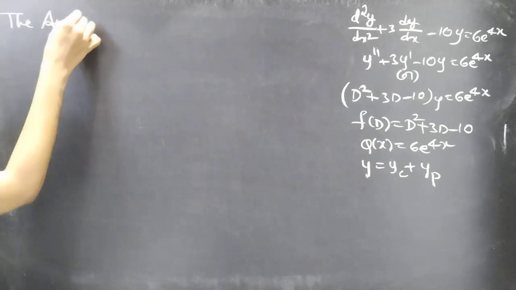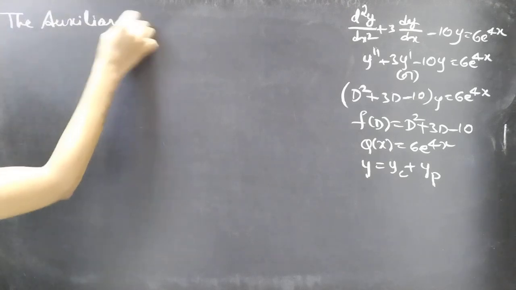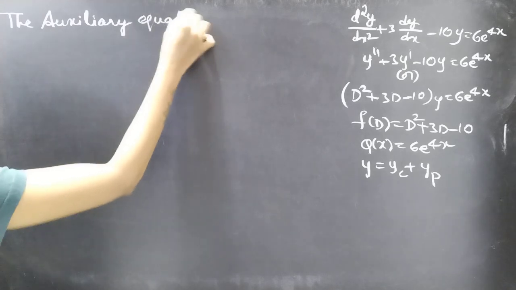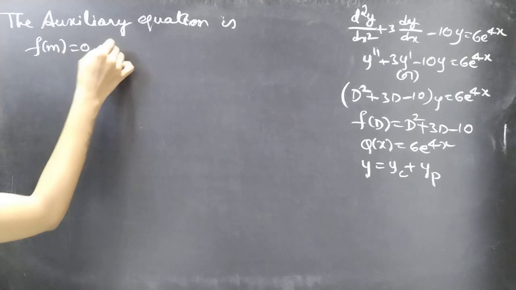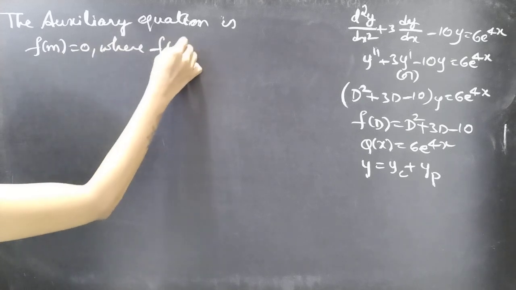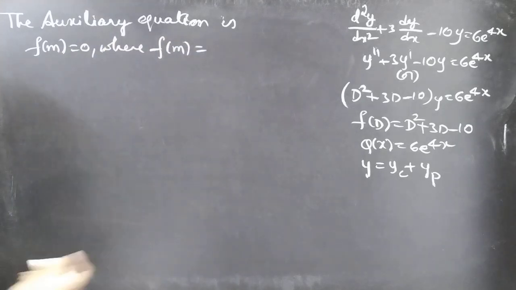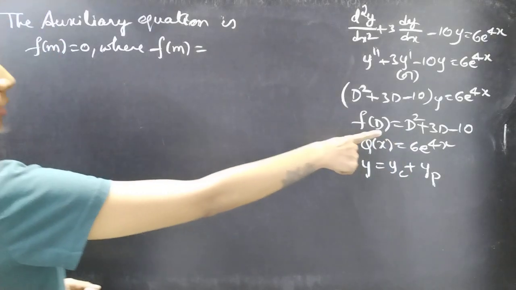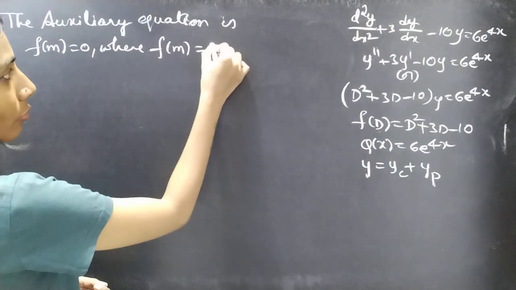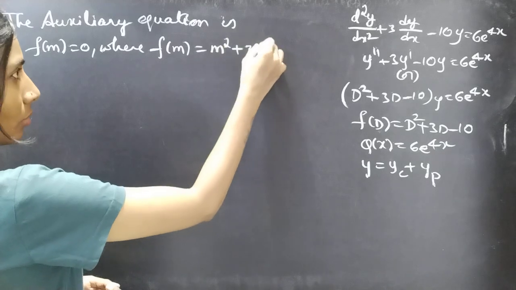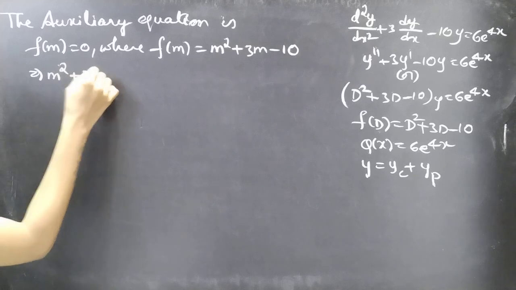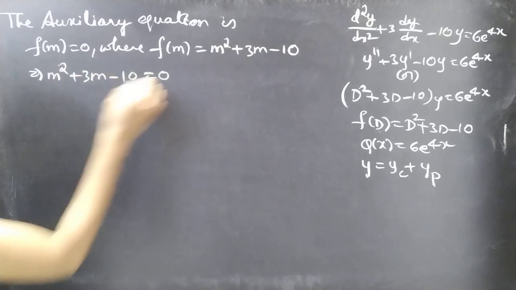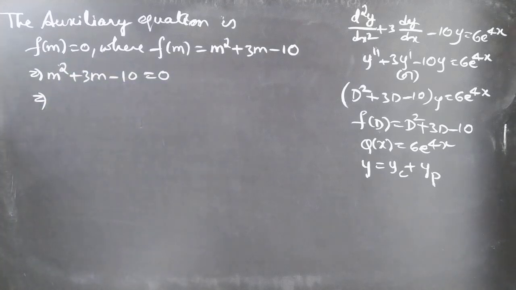The auxiliary equation is f of m equal to 0, where we have f of d equal to d square plus 3d minus 10, right? Let's replace the differential operator d by m, so that we'll get f of m equal to m square plus 3m minus 10. Then the auxiliary equation becomes m square plus 3m minus 10 equal to 0, right? Now we need to find roots to this equation.